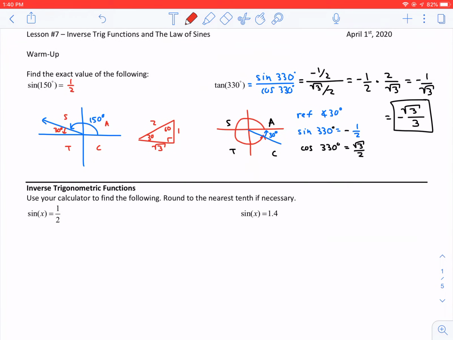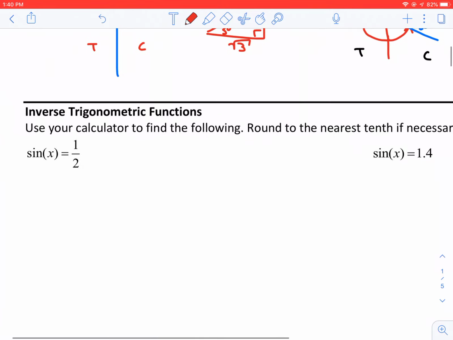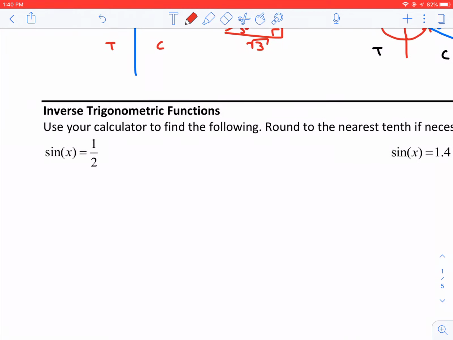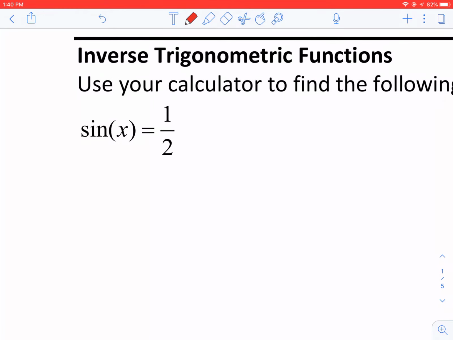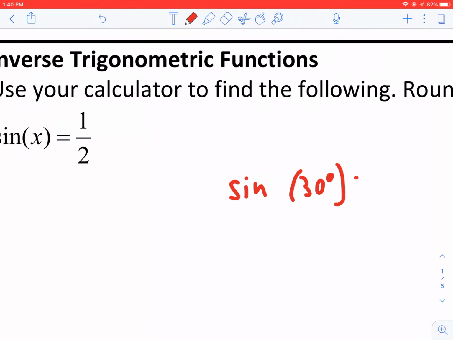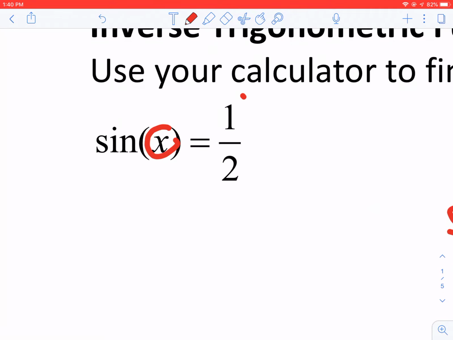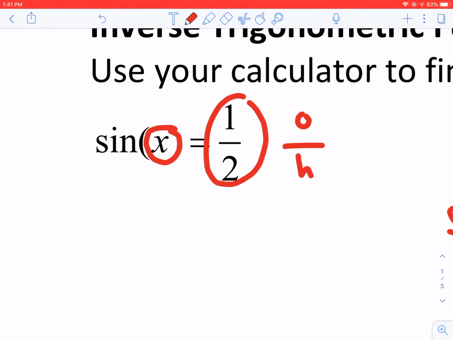All right, so inverse trig functions. Use your calculator to find the following. Round to the nearest tenth if necessary. So far we've been taking the sine of angles, like the sine of 30 degrees is a half. So this is asking: the sine of what angle equals a half? In other words, what angle produces a ratio of 1 to 2, a ratio of opposite to hypotenuse in a right triangle?